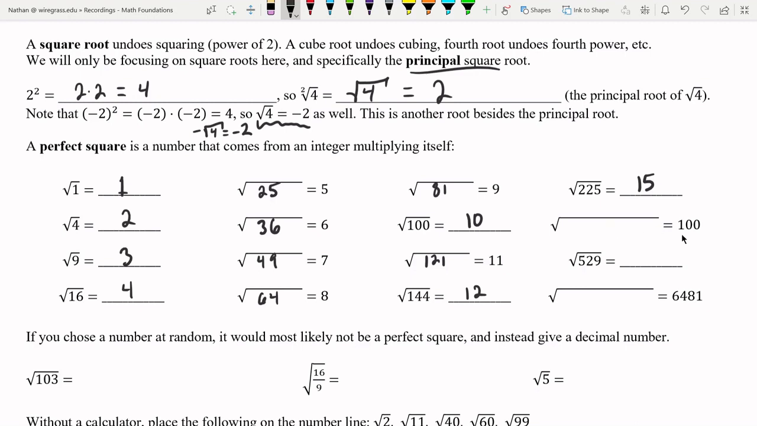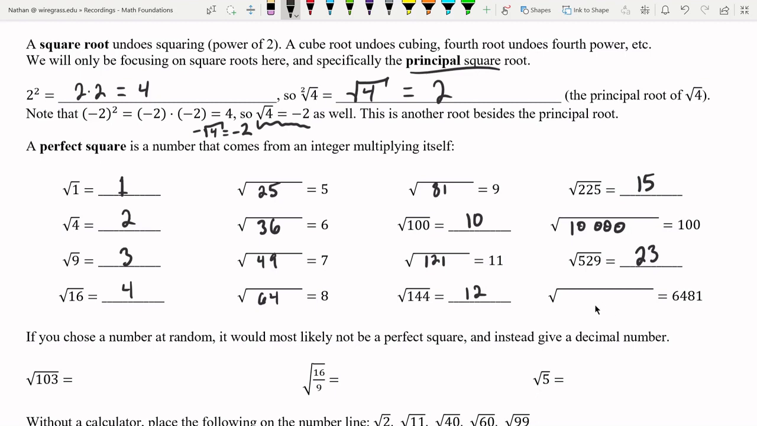The square root of what is 100? Well, just like here, we had 10 times 10 is 100. So all we need to do is 100 times 100. And that's going to be 10,000. The square root of 10,000 is 100. The square root of 529, if you plug it into a calculator, we get 23. 23 times 23 is 529.